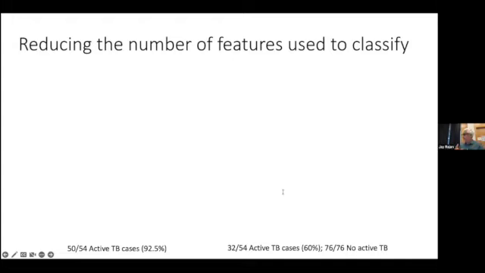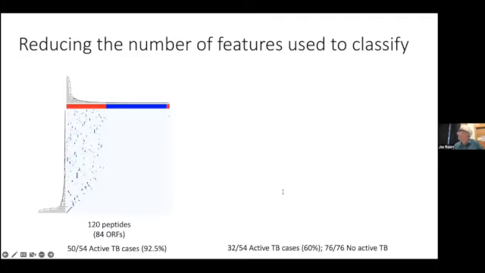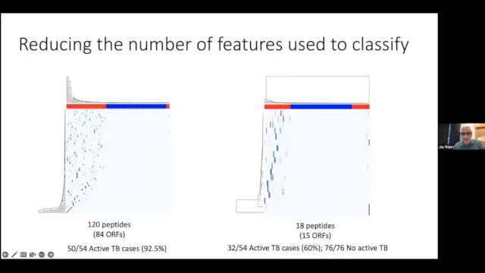Now, obviously, for a serological assay, what we really want is to try to get down the number of features. And so when I start doing that, I can get it down to as little as 120 peptides, which span 84 different proteins. And the performance is still pretty darn good. If I push it a little further, then the performance starts to degrade.